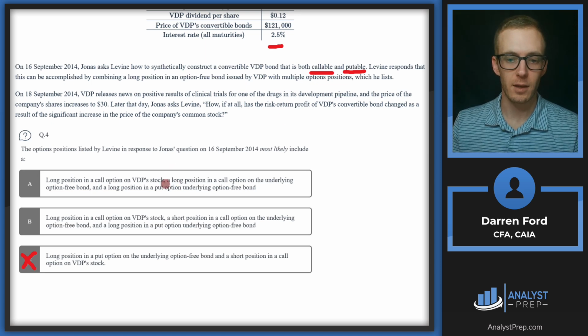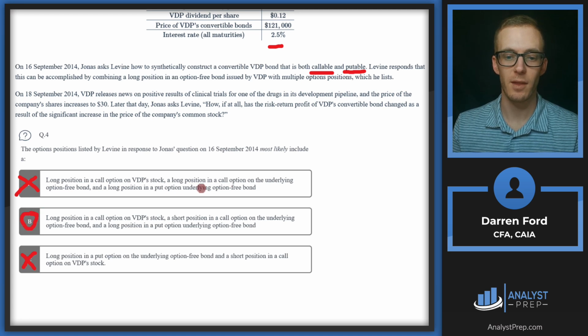So for the second leg, A has a long position in a call option on the underlying option-free bond, and that's going to lead us to rule out A. Let's make sure B looks good. In B, we have a short position in a call on the underlying option-free bond. So this looks like B is going to be our answer.